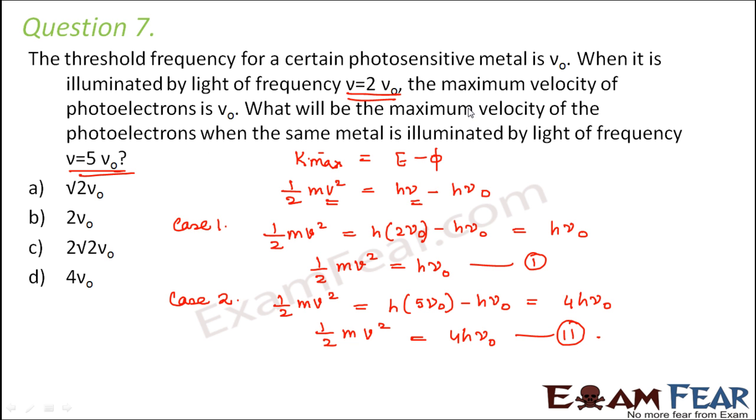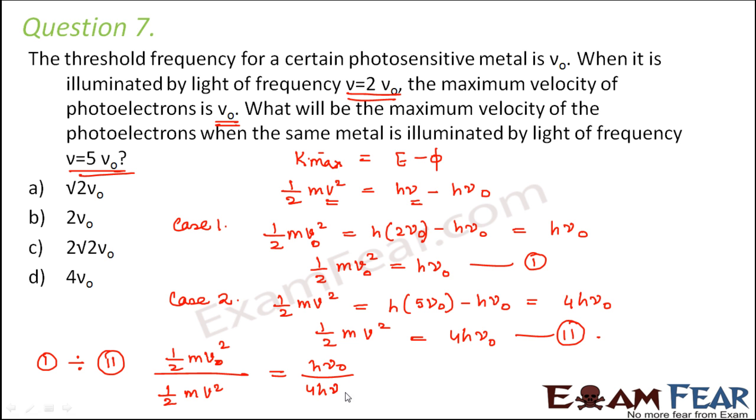Now in the question it is given that in the first case the maximum velocity of the photoelectrons was v naught. So that means in case 1 it is not v but v naught. Okay. So now if you look at 1 and 2, what you do, you divide 1 by 2. So if you do that, it would be half mv naught square divided by half mv square is equal to h nu naught divided by 4h nu naught.